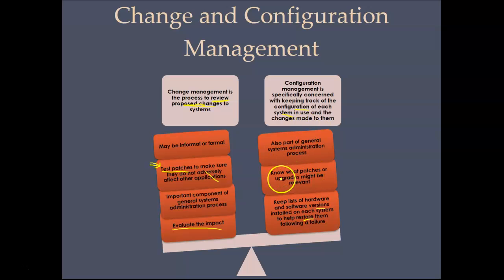Know what patches or upgrades might be relevant. Keep a list of hardware and software versions installed on each system to help restore them following a failure. If a change of configuration has caused some failure, then I need to be able to restore, to return back to a certain point in the history. And how can I do it? Easy. If I have a checklist or a history of what version I have, when I made it, then it will be very easy to roll back.